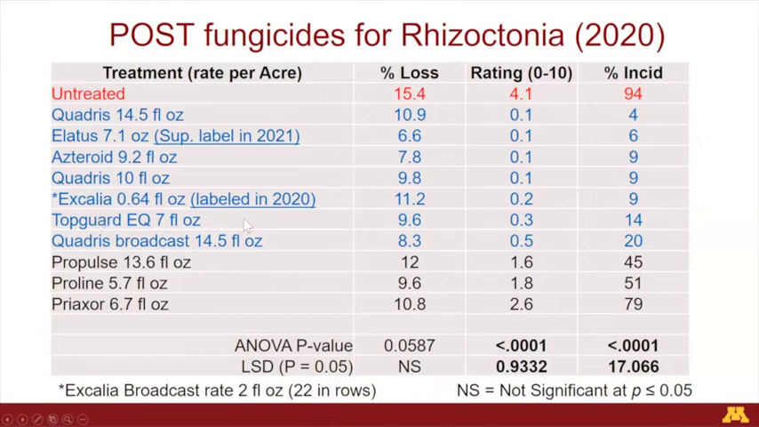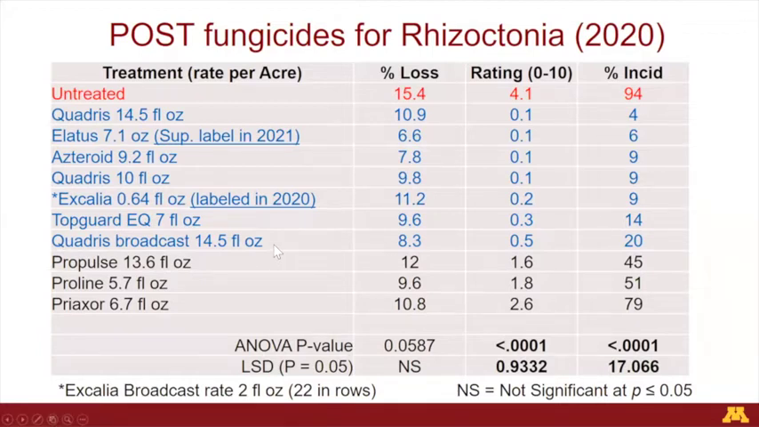You know, Excalia, this is a new SDHI from Valent. It's labeled in 2020. And the rate I have here is 0.64 fluid ounce. And if you do this as a 7-inch band, all of these fungicides have to be applied in a 7-inch band. I do have a Quadris broadcast at 14.5 fluid ounce. And looking at the survey, at least 50% of you are doing broadcast and 50% as a band application.